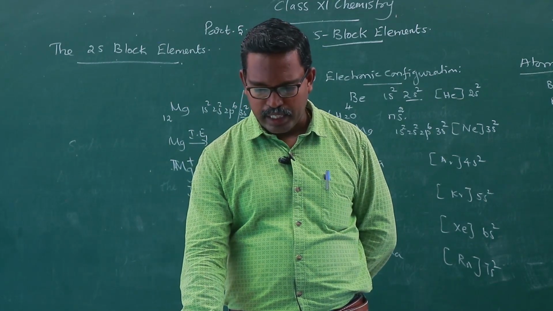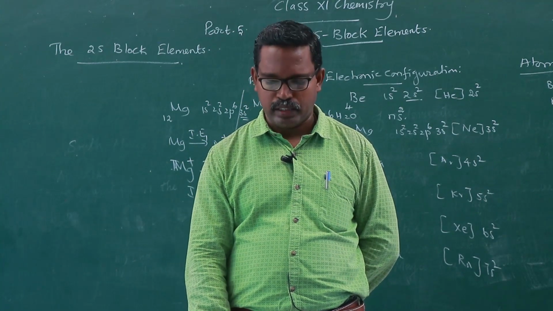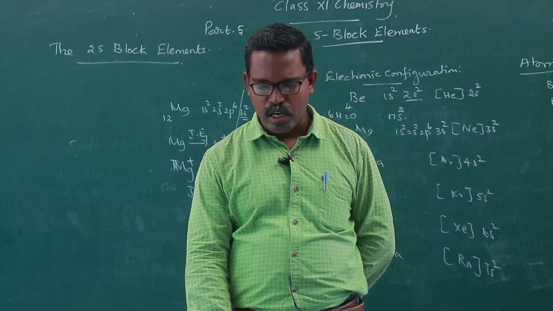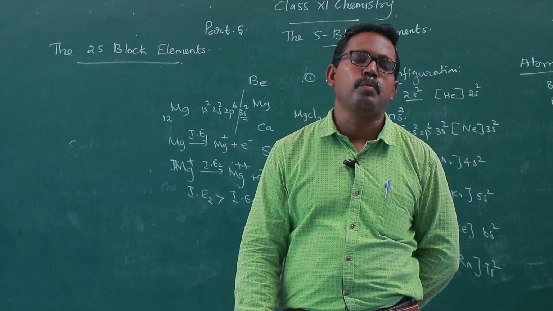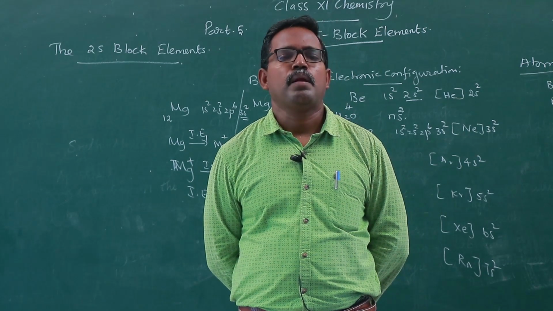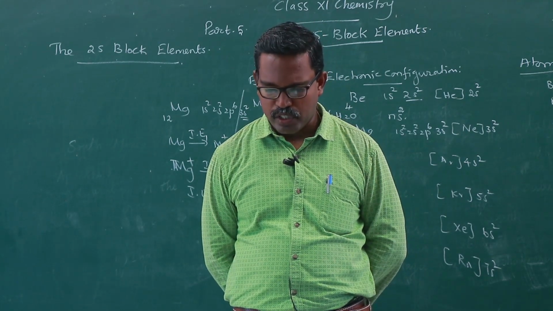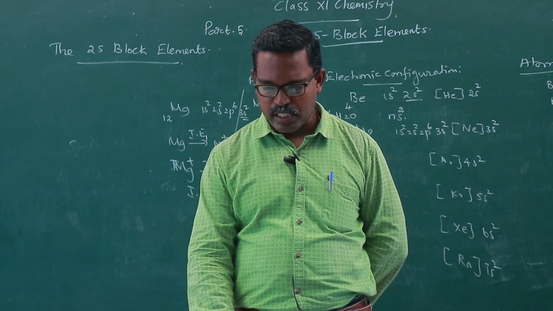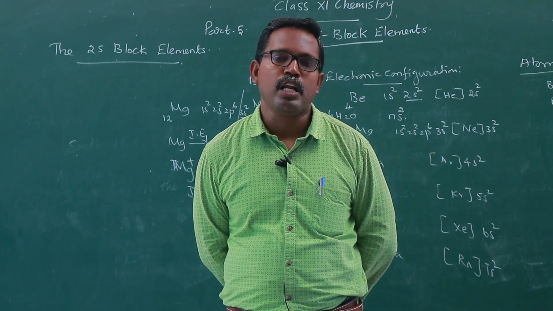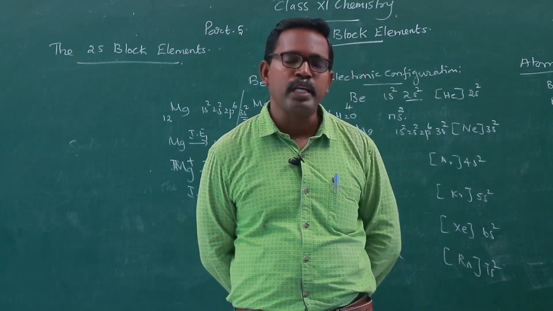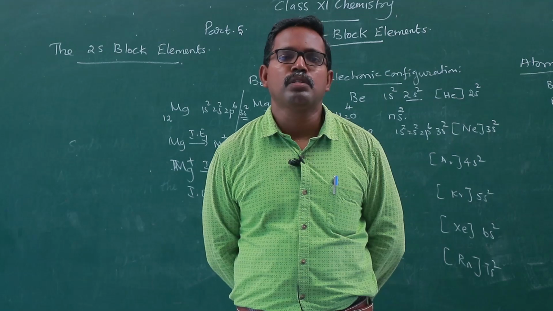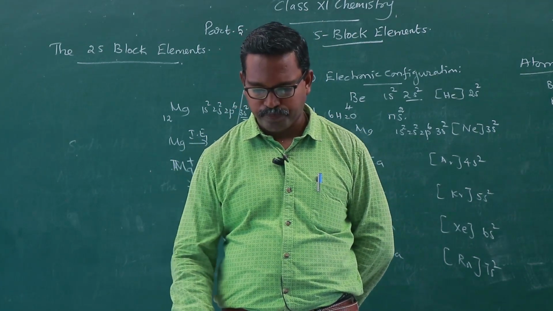Electropositive and metallic character. Because of the low ionization enthalpies, alkaline earth metals are strongly electropositive in nature. The 2 electrons present in the valence shell are easily removed. Therefore, it shows this electropositive nature. The electropositive character increases down the group, from beryllium to radium. Why does this electropositive character increase down the group? Because as we move down the group, ionization energy decreases.